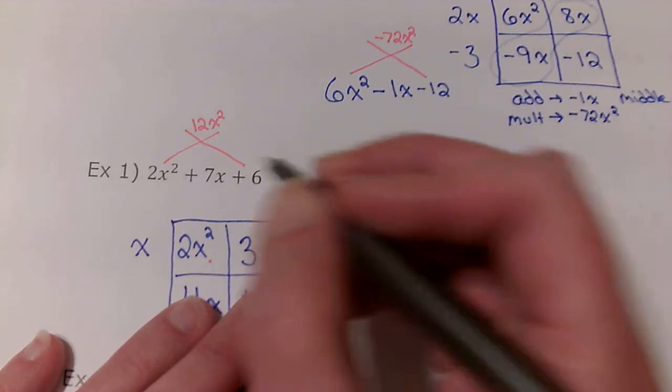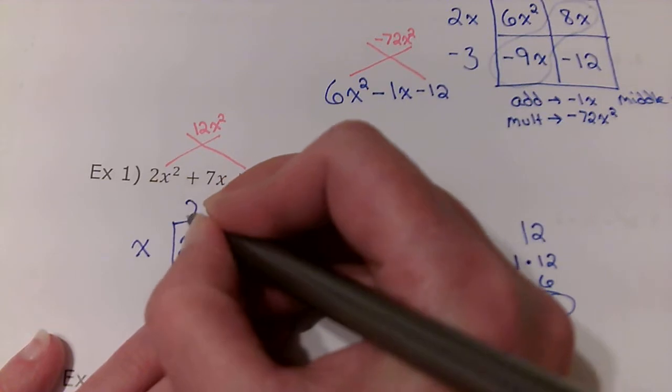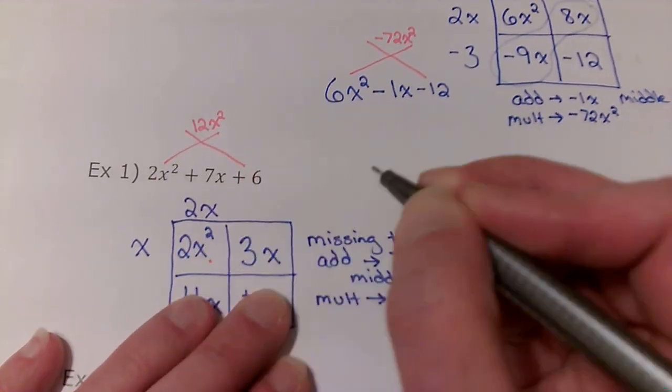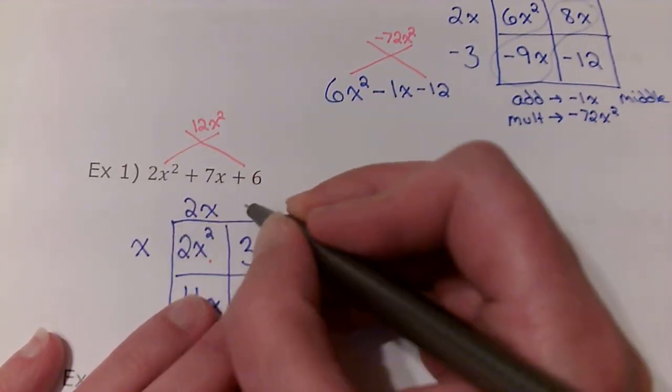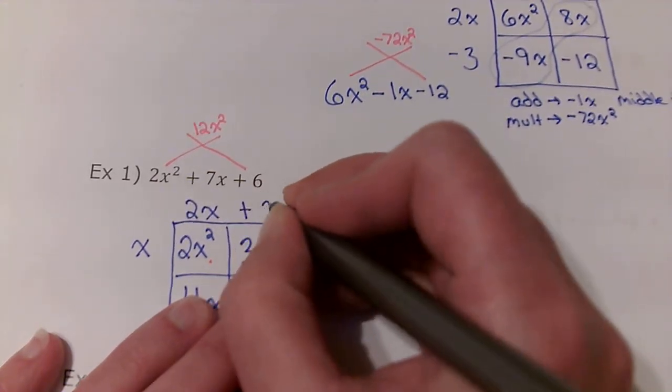Now it's like a little puzzle. X times what is 2x squared? Well, that has to be a 2 and another x. X times what is 3x? Well, that'd have to be a positive 3.